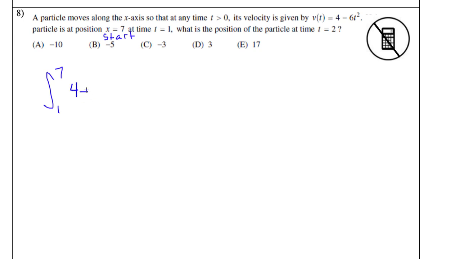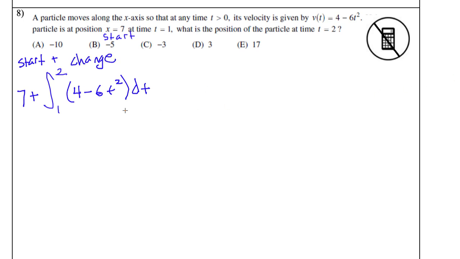So 4 minus, wait, not 7. I don't know what I'm writing there. From 1 to 2. There's the end time. From 1 to 2. There you go, Mr. Snell. And I'm going to add 7 because start plus change. So 7 plus the integral of 4 minus 6t squared, all that stuff dt. Again, this came from start plus change. This is our change here.